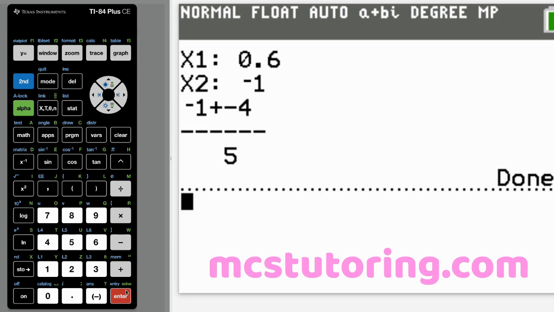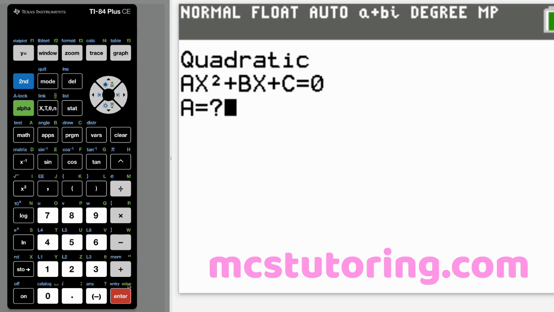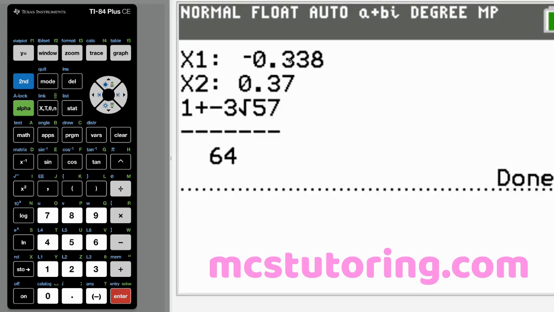Now, let's rerun it. And let's do a way more complicated version, -32. So this would be -32x squared plus 1x plus 4 equals 0. And look at this, x1 and x2, it's great. And then we've got 1 plus or minus 3 rad 57, over 64. Man, this free program does the heavy lifting for you. Remember, it's quad at mcstutoring.com.